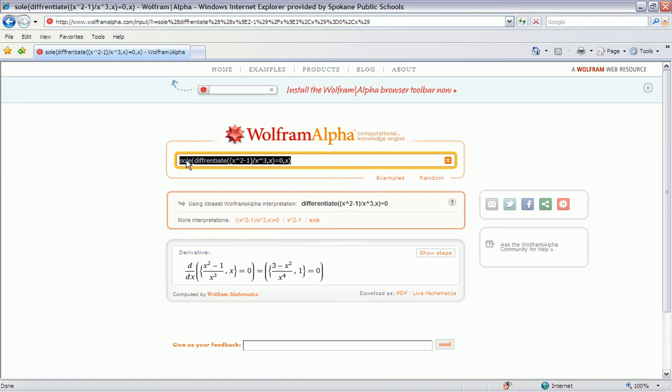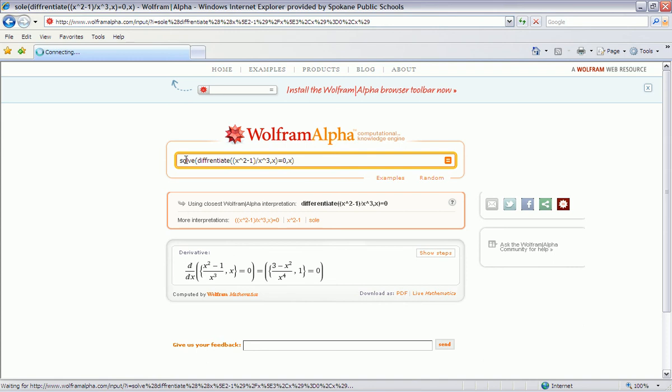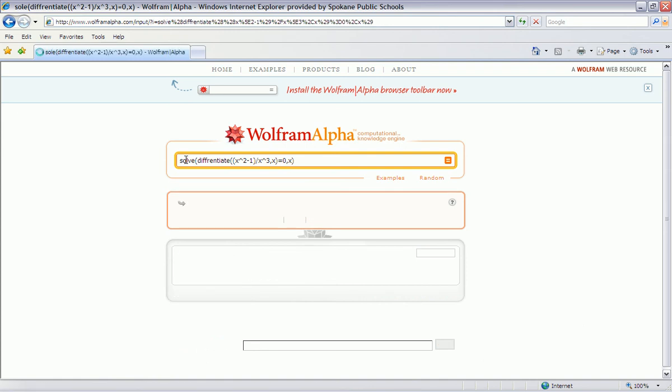Alright, so there we go. This should do it. Solve. The derivative is 0 when x equals, and we could have just done this one by hand, I suppose.